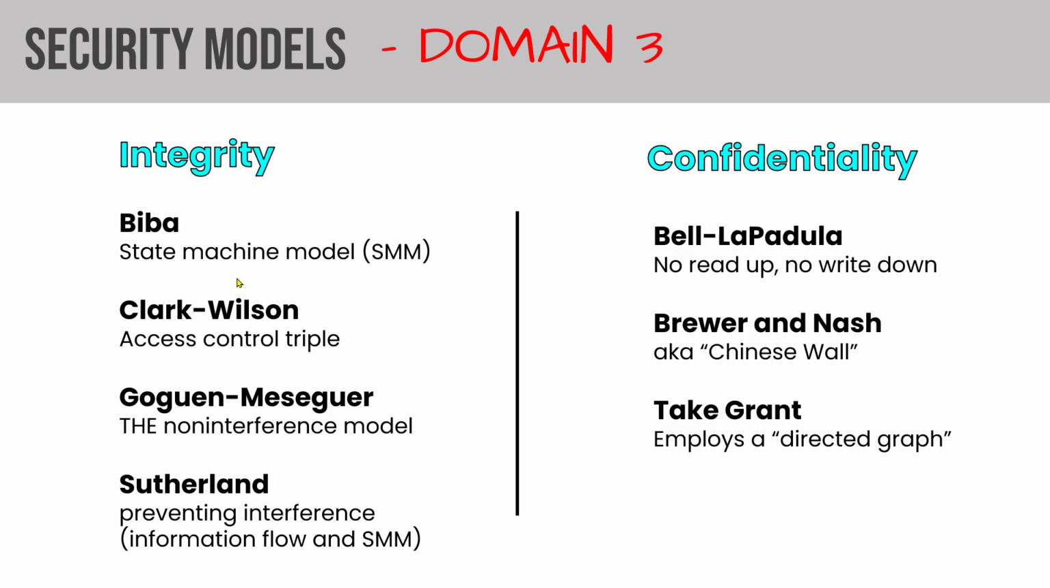So you notice BIBA, for example, I say is a state machine model. Clark-Wilson implements what's called an access control triple. We have the non-interference model. The Sutherland model is focused on preventing interference. Brewer and Nash, aka the Chinese wall. So I'm trying to call out a unique element that helps me to associate the function with the name. And you definitely have to go deeper in these, and we will do that together in the core lesson around domain 3, which is coming here in the next few days.